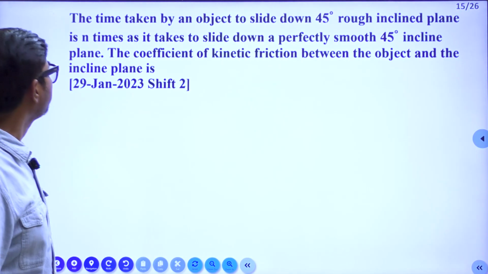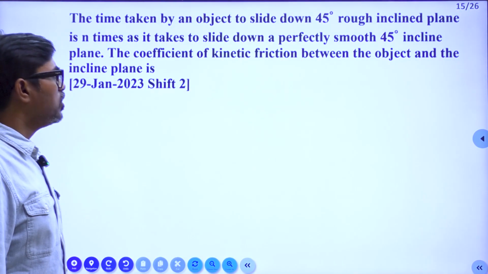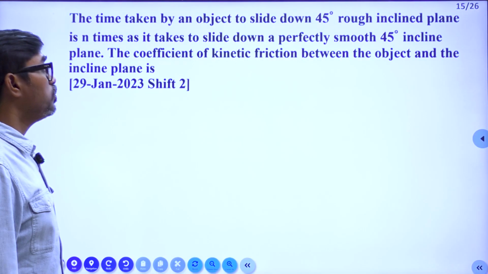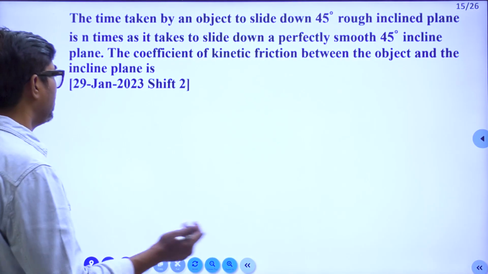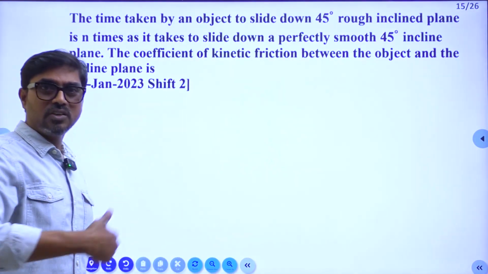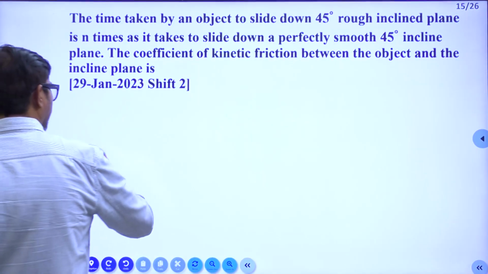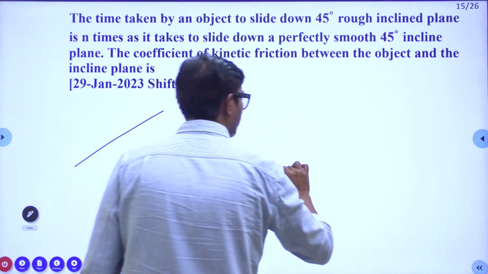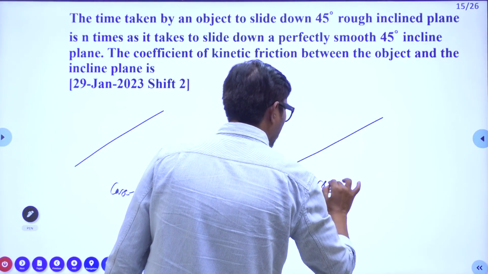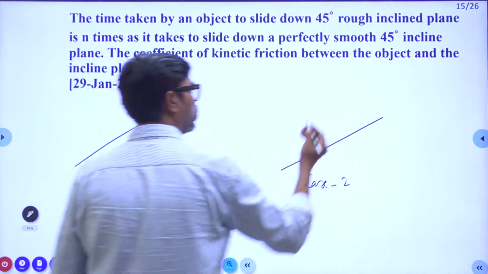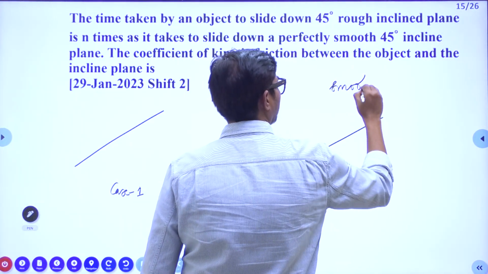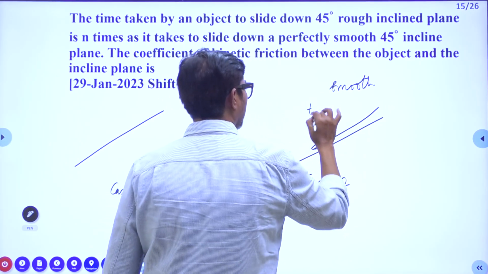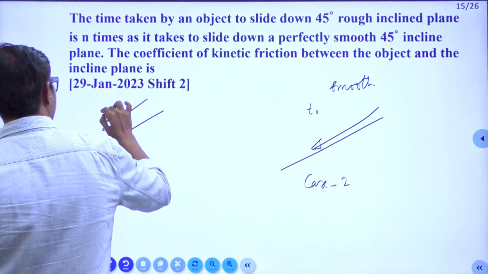That's the basic idea. The time taken by an object to slide down a 45 degrees rough inclined plane is n times as it takes to slide down a perfectly smooth inclined plane. So inclined plane, they are giving problems. You see, continuously you have problems on inclined plane. So they are giving two cases here, case 1 and case 2. Alright, case 2 is smooth. Let's say it is traveling down in time t0 and here it is traveling down in n t0 time.